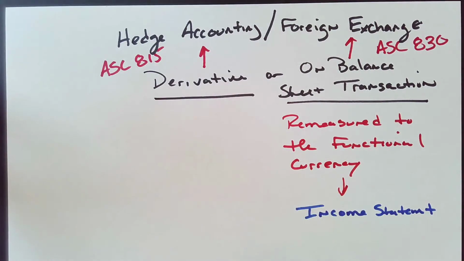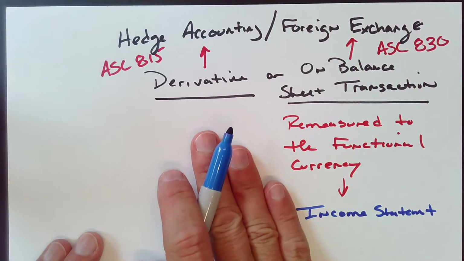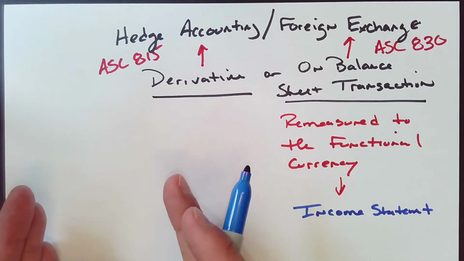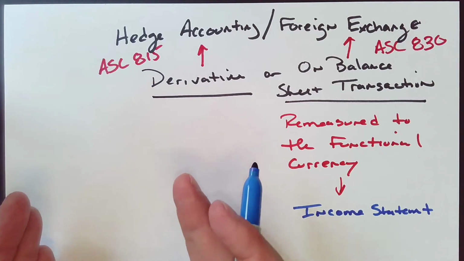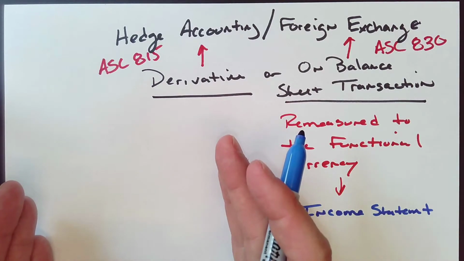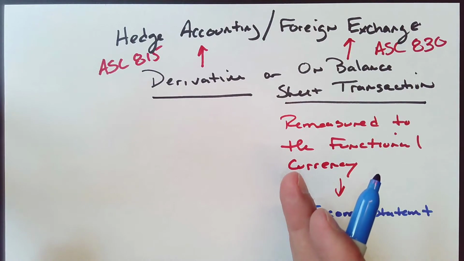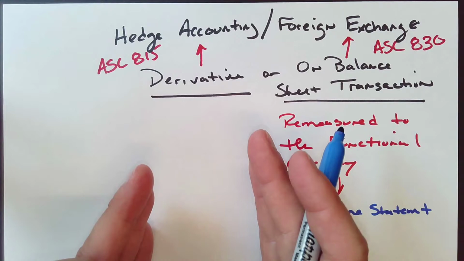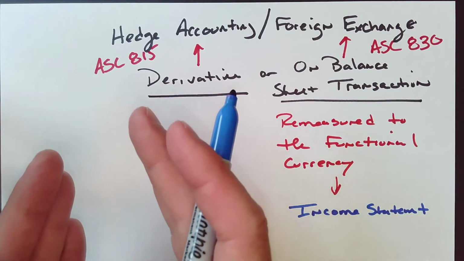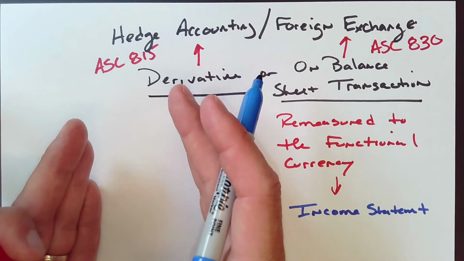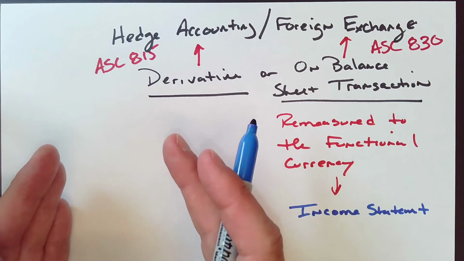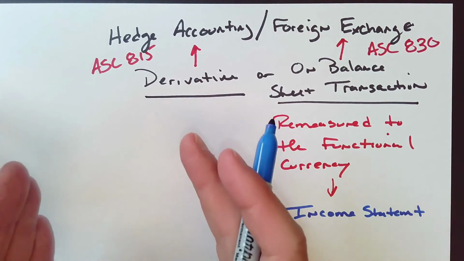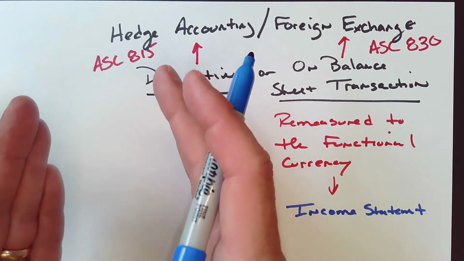If we get hedge accounting and it's a fair value hedge, then everything goes to the income statement. If it is a cash flow hedge, say of an anticipated transaction, then that's going to go to OCI. And if it is a derivative on a net investment in a foreign operation, that's also going to go through OCI.